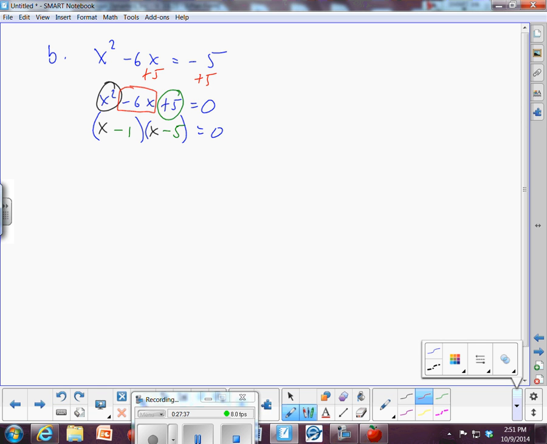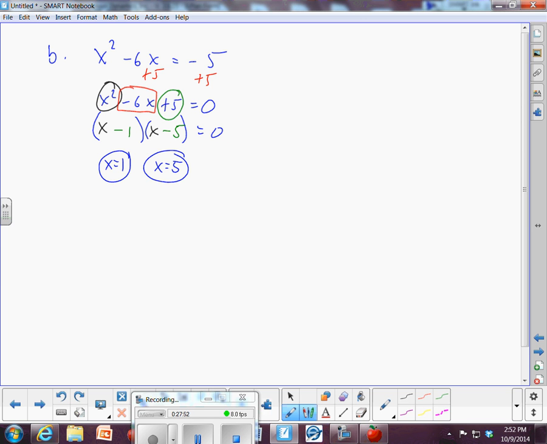So how would you finish? You're going to set each parentheses equal to 0. x minus 1 equals 0, so x equals 1. x minus 5 equals 0, so x equals 5. Now again, I did the little equation in my head. If you can't do it in your head, then write it out. And the more complicated ones, some of you won't be able to do in your head. There's the two solutions. And we were expecting 2 because it was quadratic.